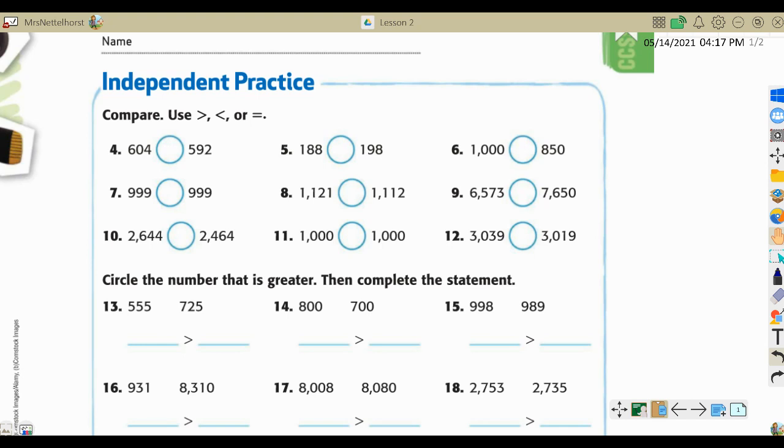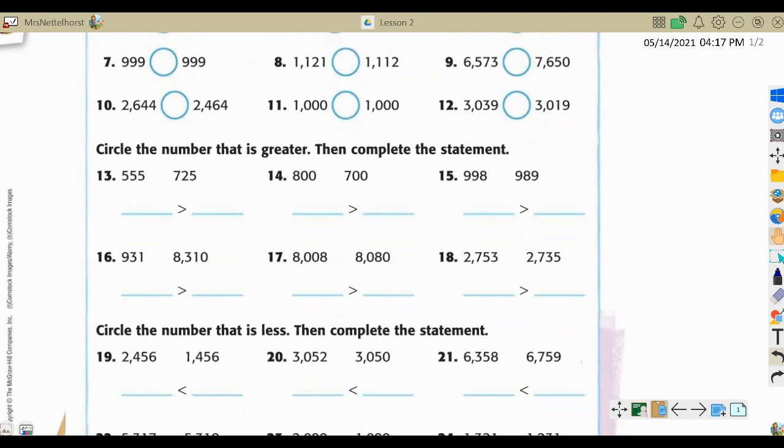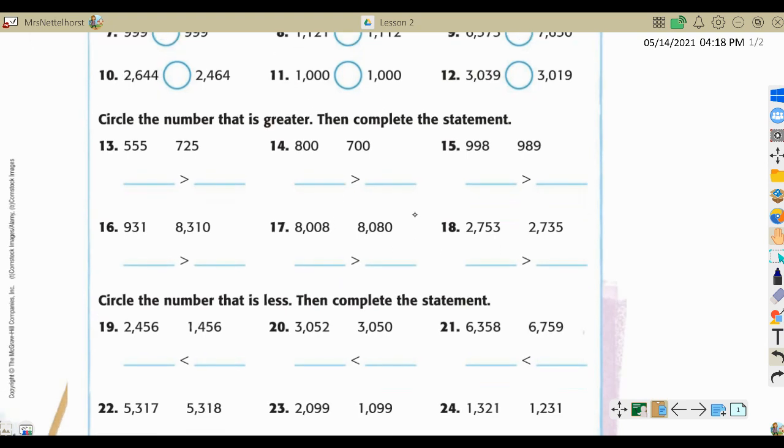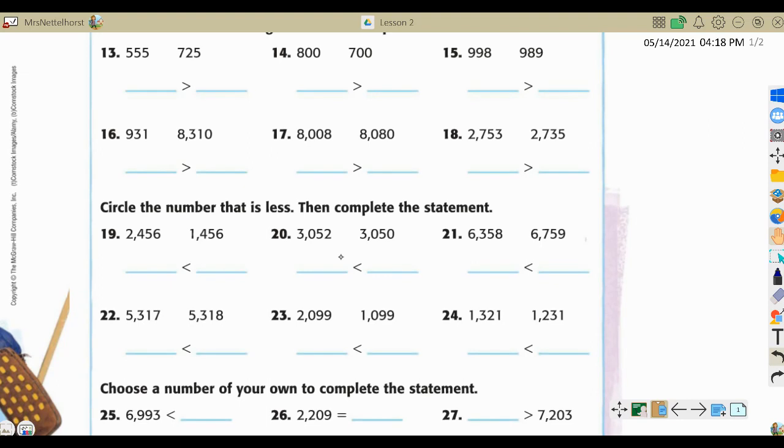Okay, then, for these top 9 right here, you're doing greater than, less than, or equal to symbols. Now, for the next 6, you're going to put the bigger number on the left and the smaller number on the right. You have to pay attention to your greater than signs. Then down here, you're going to put the smaller number on the left and the greater number on the right. Pay attention to your symbols.